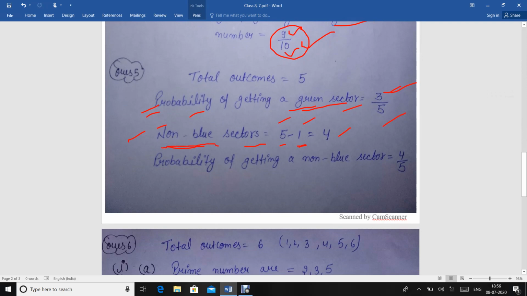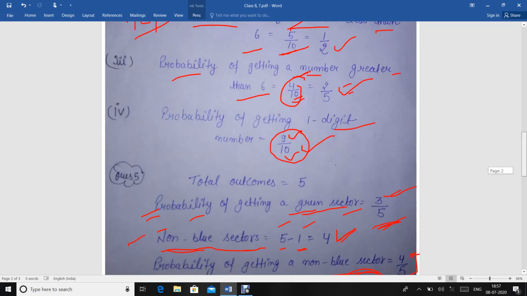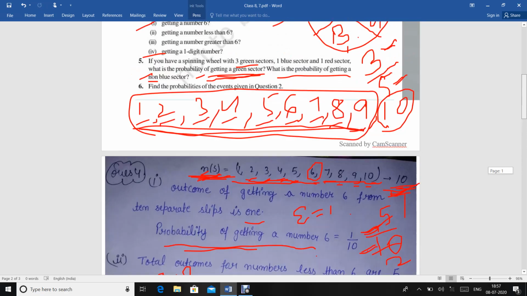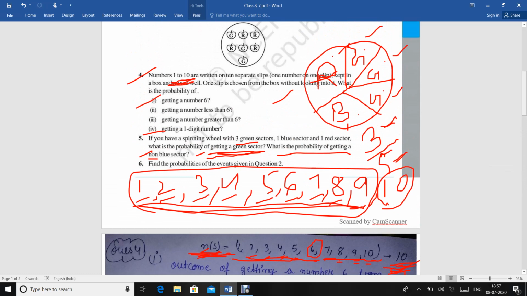So the non-blue sectors are 4, means number of events is equal to 4 and total outcomes are 5. So probability of getting a non-blue sector is equal to 4 upon 5, means number of events upon total outcomes, that is equal to 4 upon 5. This is the probability of getting a non-blue sector. I hope all of you understand this question also. Still if you have any problem in this question, then you are free to ask. Let us move towards the next question.